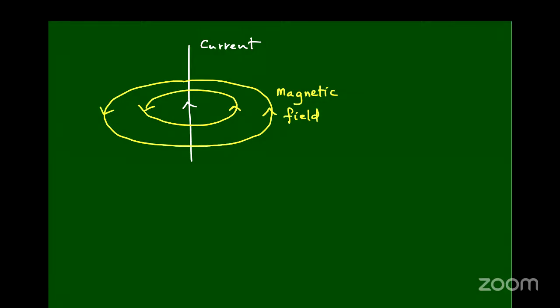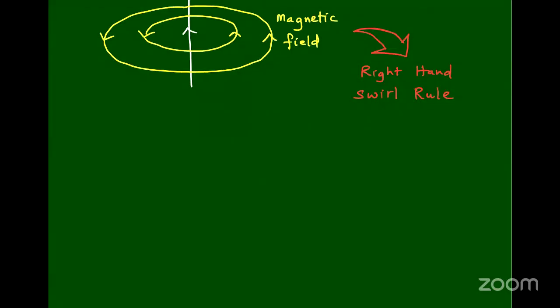So in order to get the direction of the current or the magnetic field direction, we are using a special rule that is called the right hand swirl rule, right? So the rule says something like this. You are using the right hand. Okay, I'm going to draw one.